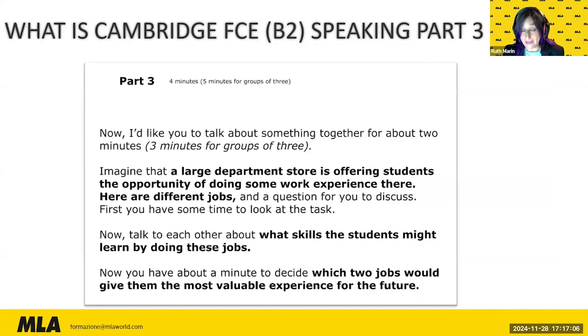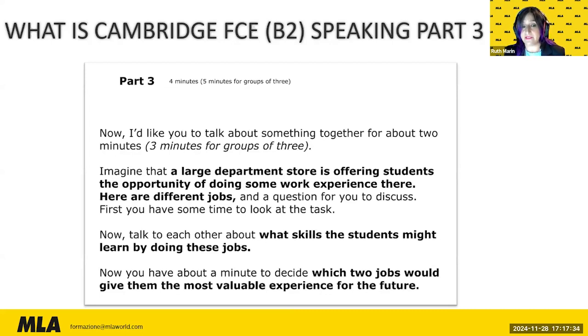In the B2 exam, in First Certificate, it's slightly different. It will be something like, "Now I'd like you to talk about something together for about 2 minutes." Again, 3 minutes for groups of 3. They always get a little bit of extra time. "Imagine that a large department store is offering students the opportunity of doing some work experience there. Here are different jobs and a question for you to discuss."